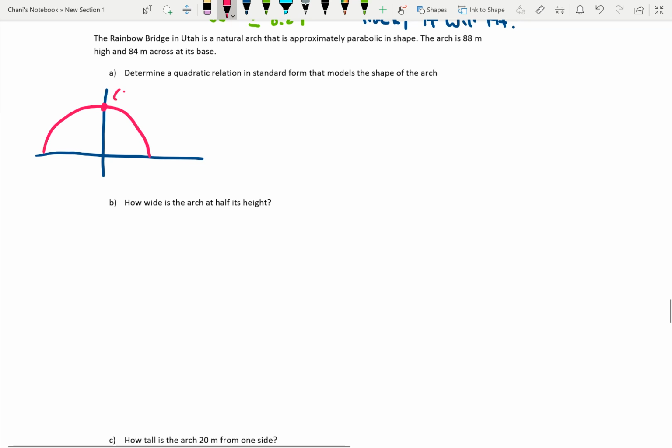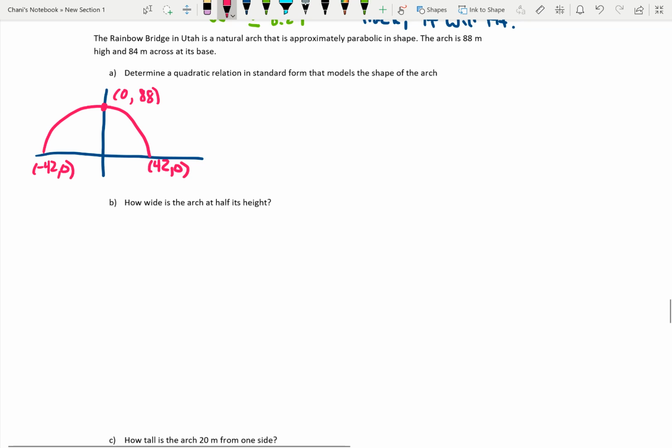So again, I like to do the vertex on the axis because it makes for just simpler formulas. And 84 across. So 84 divided by 2 is 42. So this would be 42, 0, and this would be negative 42, 0 to get a total of 84 meters across. Determine a quadratic relation in standard form that models the shape of the arch. So again, remember, if you want something in standard form, you have to do it in vertex form or factored form first, and then convert it to standard form.